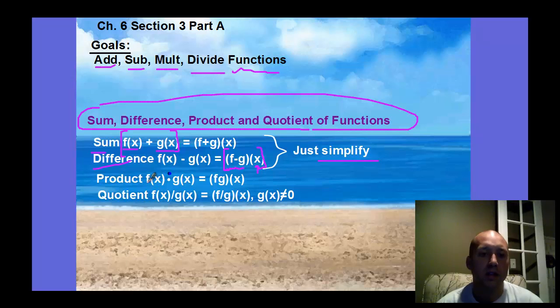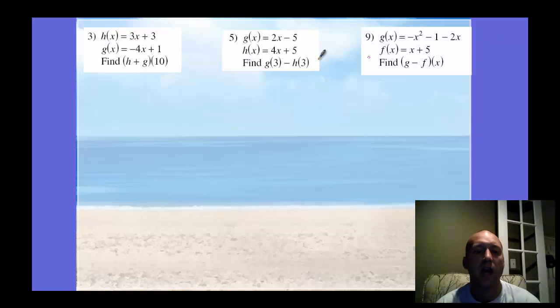The product is f of x times g of x. It could also be written as f times g of x. And the quotient, f of x divided by g of x, is the same thing as f divided by g of x. Notice that we have to say that g of x cannot be 0 because we cannot have 0 in the denominator. We can't divide by 0. So this is more of just notation. We're going to be using the function notation to describe what's happening.